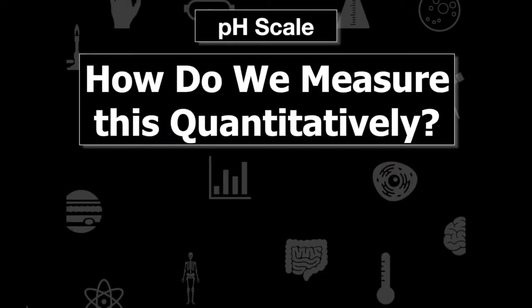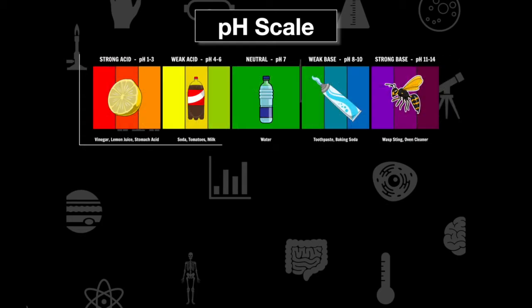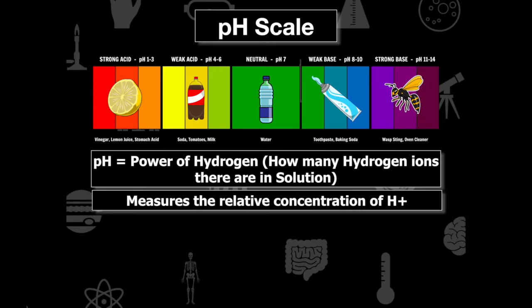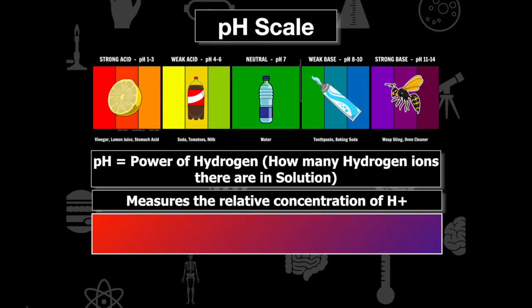So if we're thinking about this, we can measure this quantitatively using the pH scale. The pH scale is just measuring how many H plus or OH minus ions are in solution and the ratio between the two of them. pH is the power of hydrogen, so how many hydrogen ions there are in solution. So with pH, we're measuring the amount of H plus ions in solution. If we were measuring pOH, we'd be measuring the amount of OH minus ions in solution.